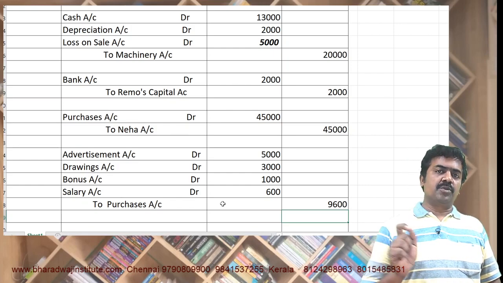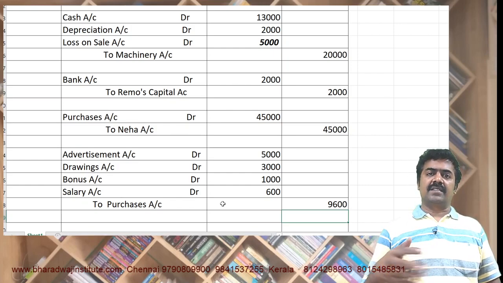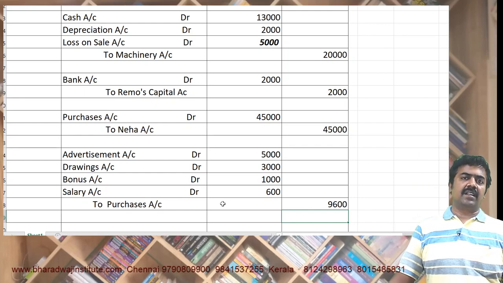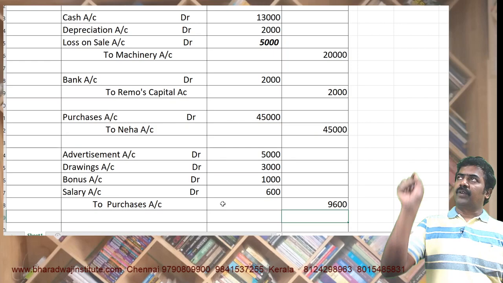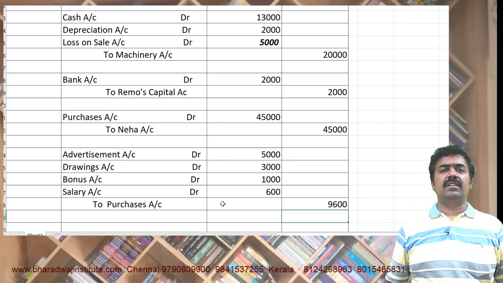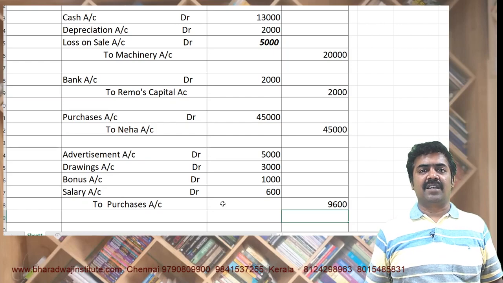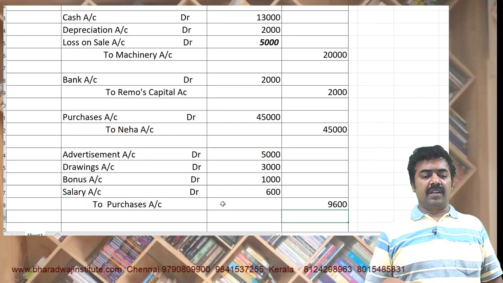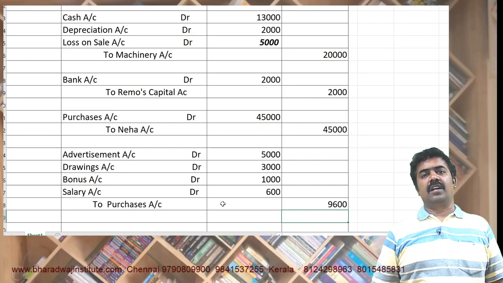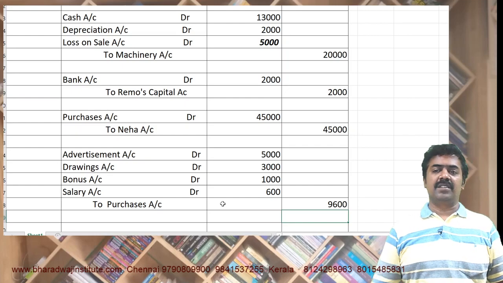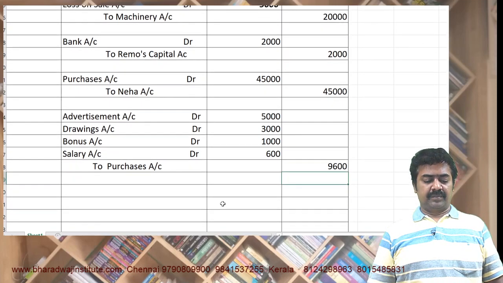When goods are used for other purposes, like giving a sample or for advertisement, or given to the employees, or taken for personal use, from total purchases we will deduct all these things. Balance only we will charge in the trading account. This advertisement expense will be charged in P&L account. Bonus and salary will be charged in P&L account. Drawings will be adjusted in capital account. Next.